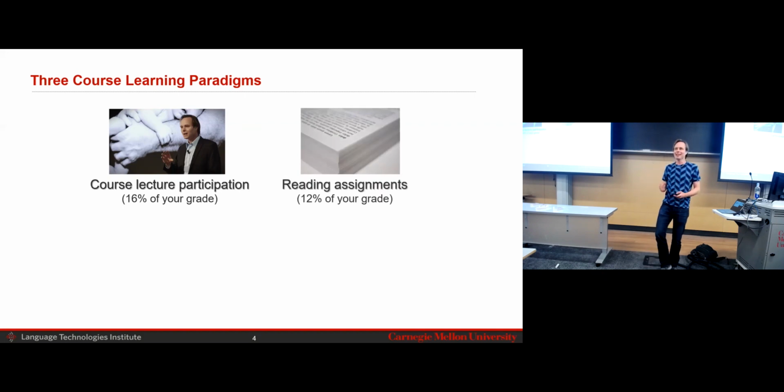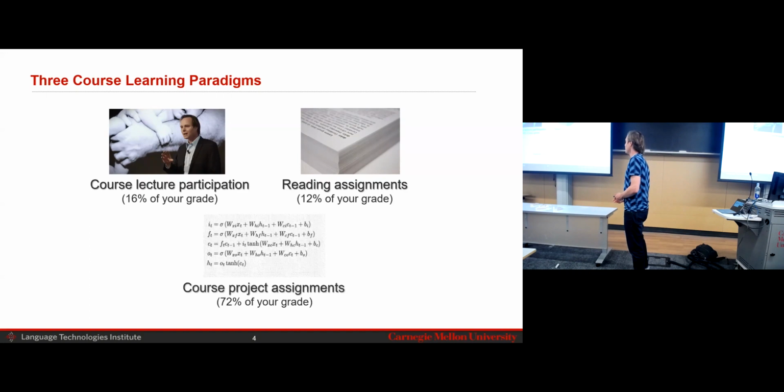The reading assignment is a question of how many papers can you read and should you read? There are so many interesting papers. We reduced it to what I think is the bare minimum, but I think we need some reading. There are two places where you will do reading: readings which are part of the curriculum, part of the syllabus, and reading for your own course project, a literature review. And finally, the course project assignment is really the core of this.